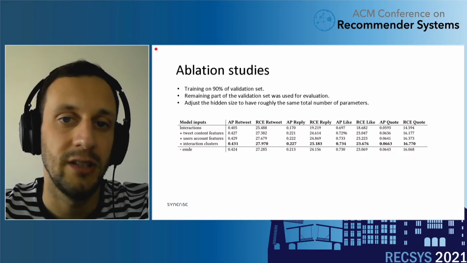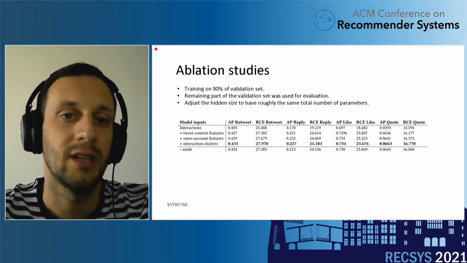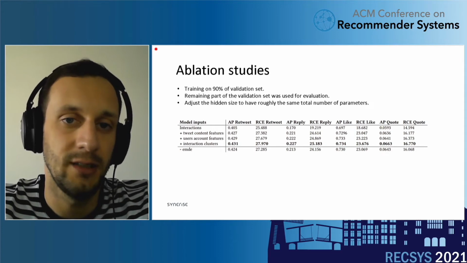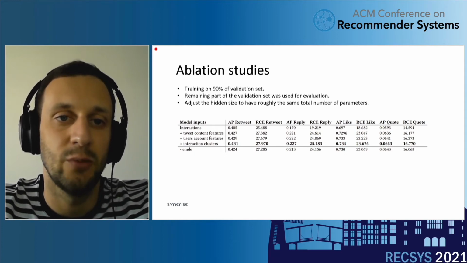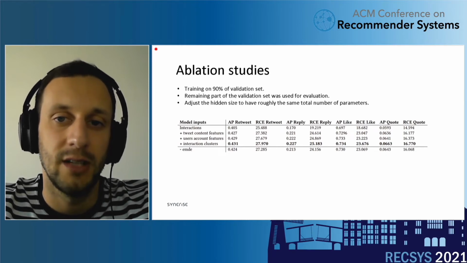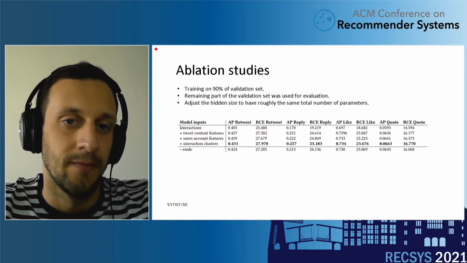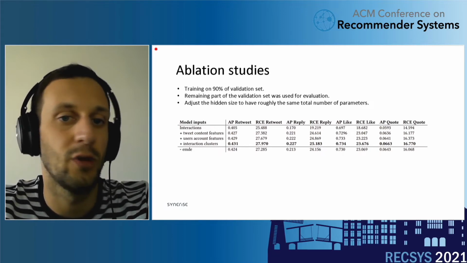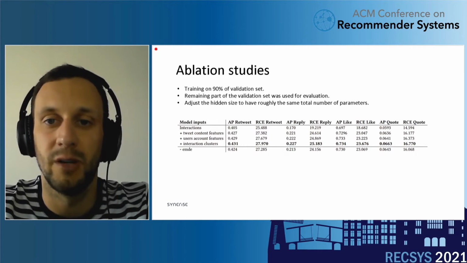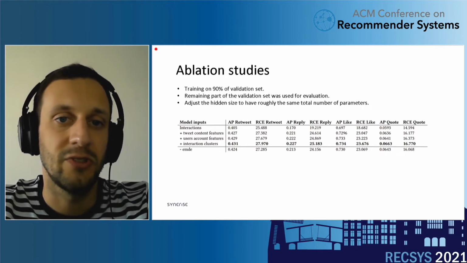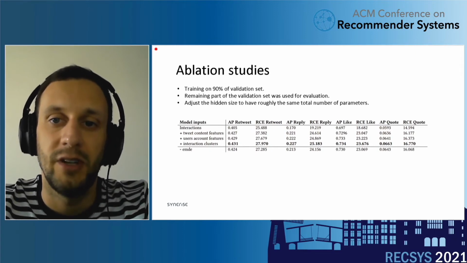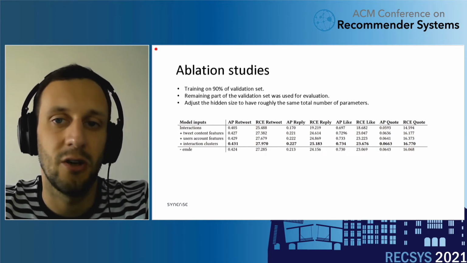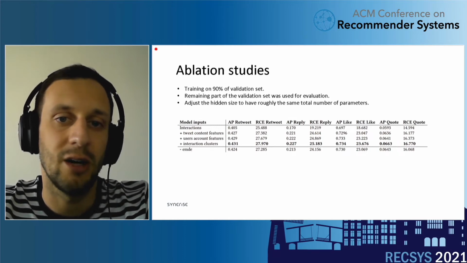Okay, in order to understand the effects of crucial parts of the training process, we conducted additional experiments. Due to the long training time, we train our models only on 90% of the validation set, but use all interactions from the training set as input features. The remaining part of the validation set was used for our final evaluation. To ensure a comparable number of parameters of all models, we adjusted the hidden size to have roughly the same total number of model parameters. And the ablation results are summarized in this table. So in the interaction setting, the first row, our model takes as input only historical engagement information of target users, which we encoded with the count sum encoding method.